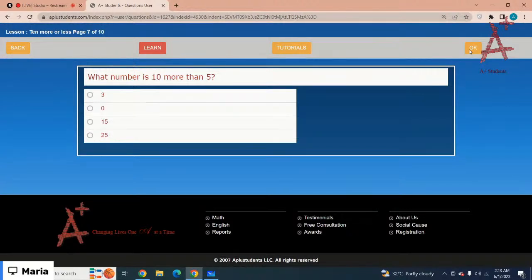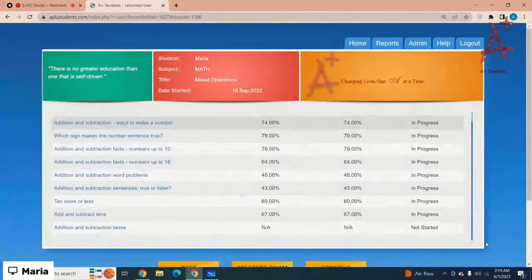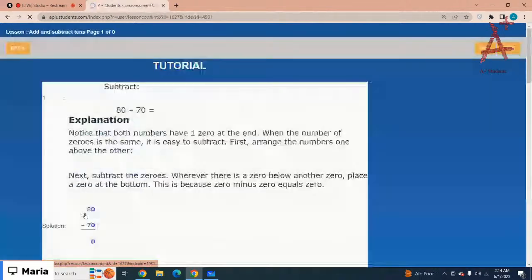Okay. You can complete the test by yourself later today. Let me just move on to the next lesson. Okay, the next lesson is add and subtract tens. Let's just start with the first one.